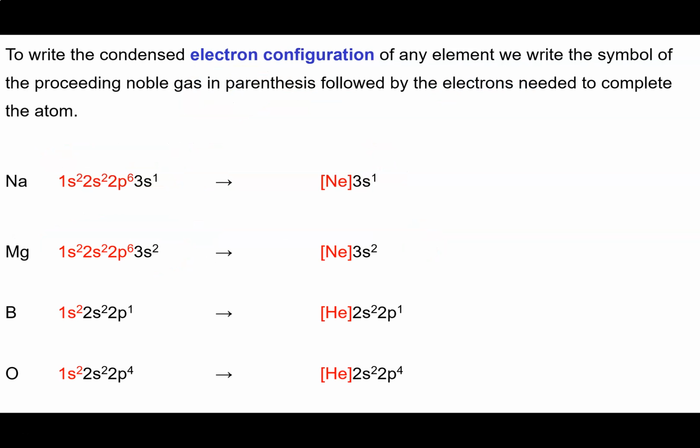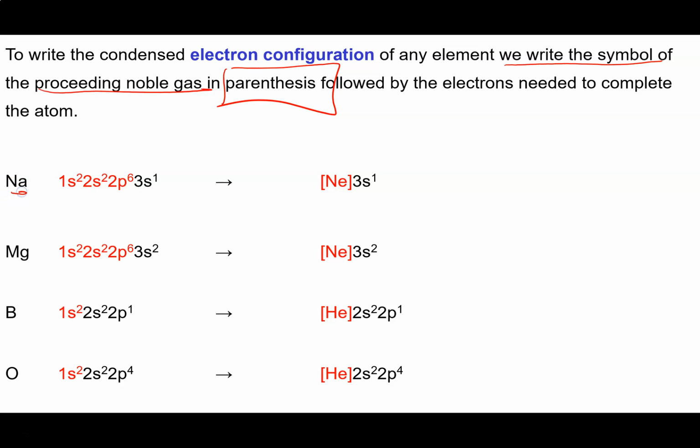So we can extend this to any element. It doesn't just have to be an element that has 18 core electrons. What we're going to do is write the symbol of the preceding noble gas, that is the noble gas that comes before the element, in those square brackets, and then follow that up with the electrons needed to complete the atom.